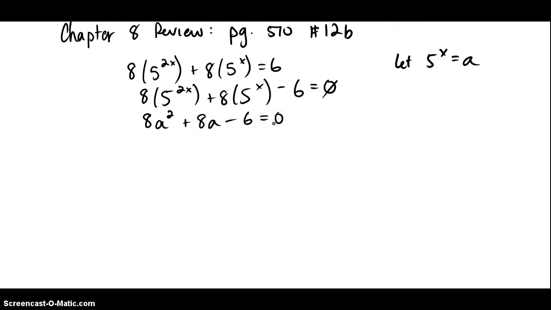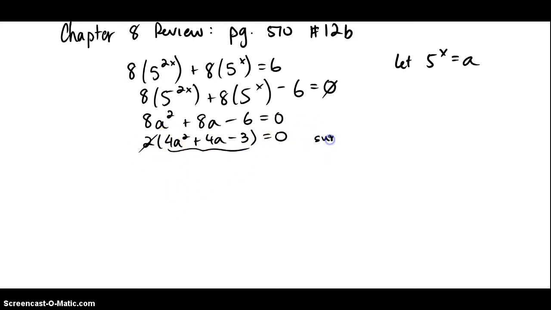Now I just need to factor this out, and notice that I can take out a 2 here, so 2 times 4a squared plus 4a minus 3 equals 0. Now I can just get rid of the 2, because if I divide both sides by 2, if I divide 0 by 2, it just goes away. So I just need to factor this here.